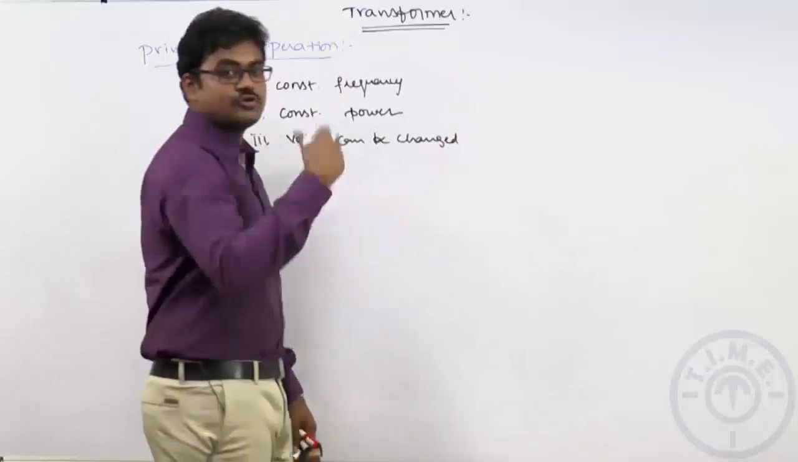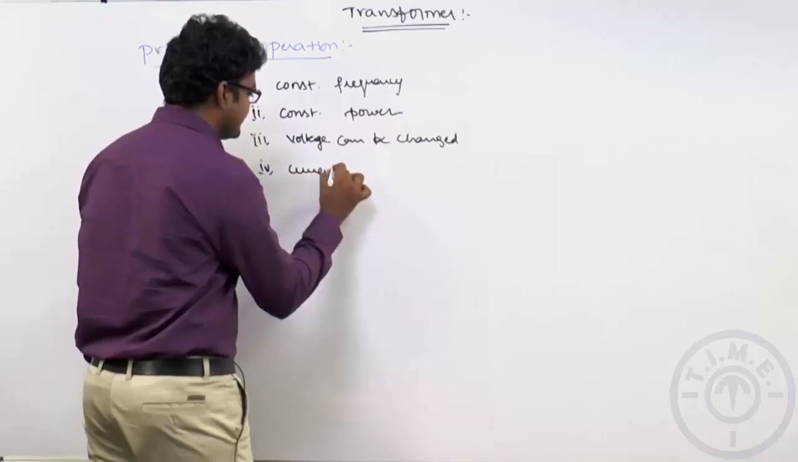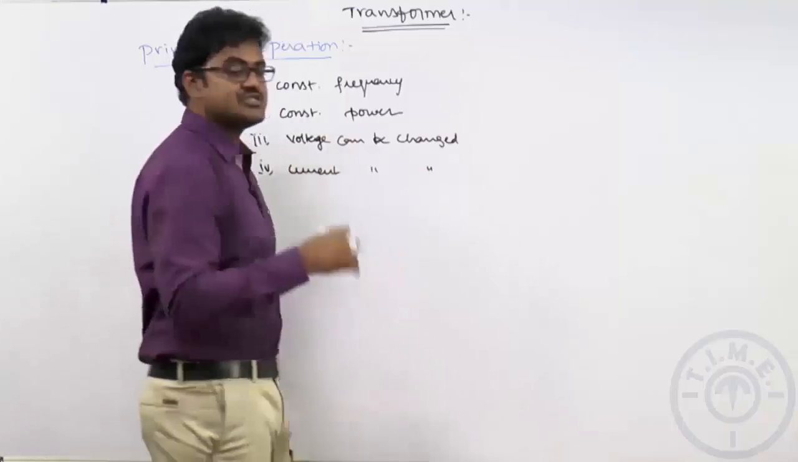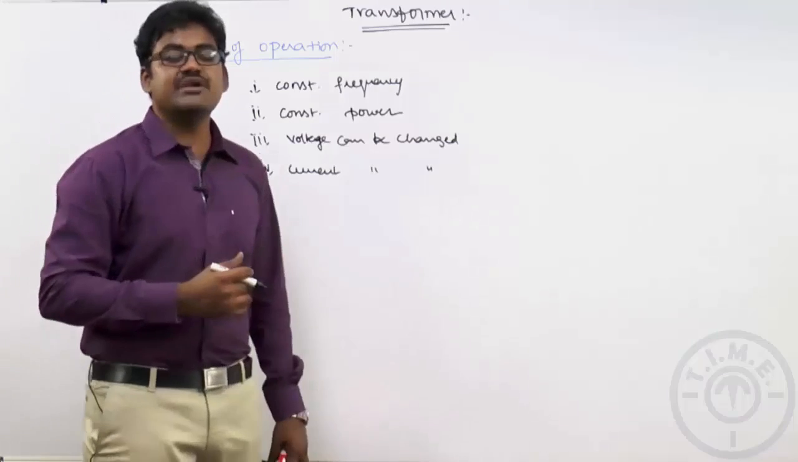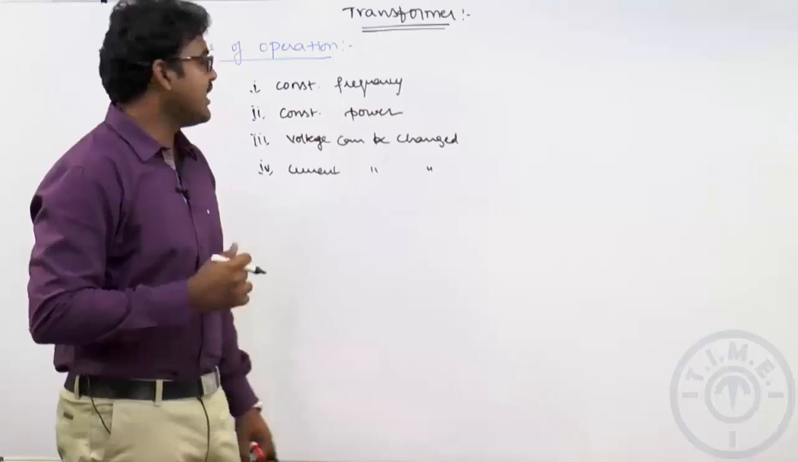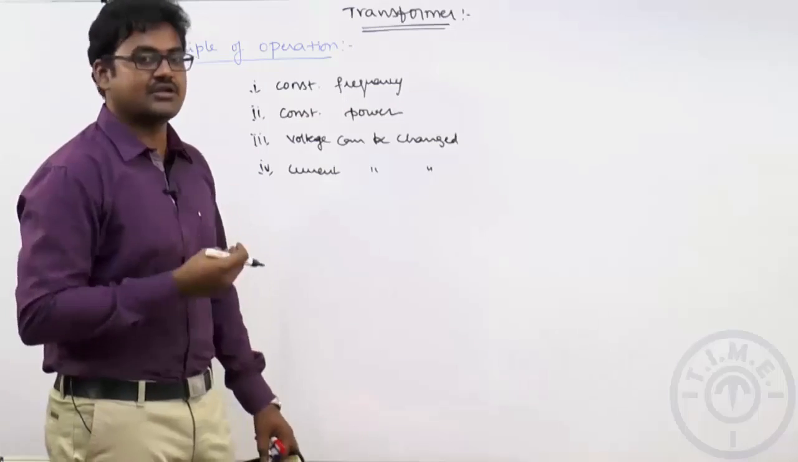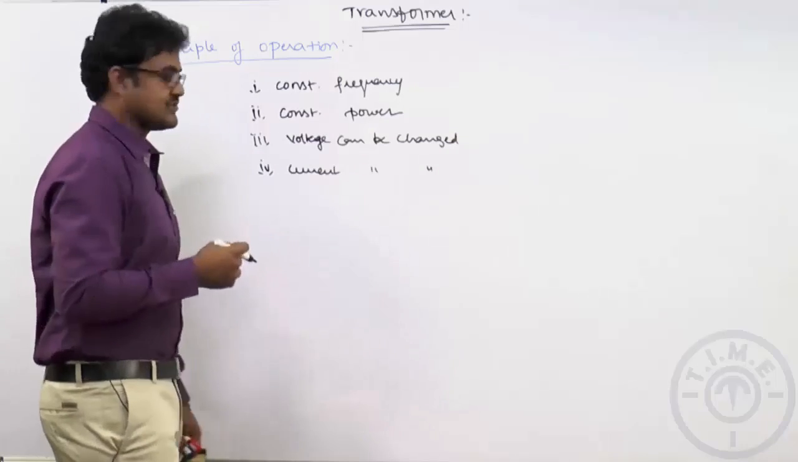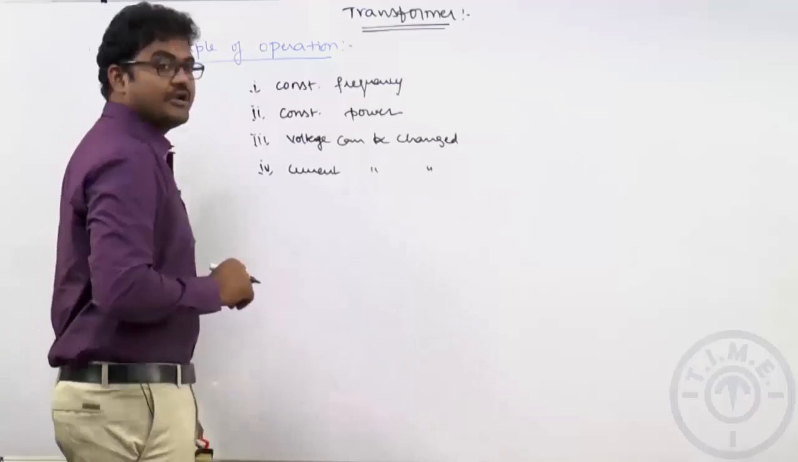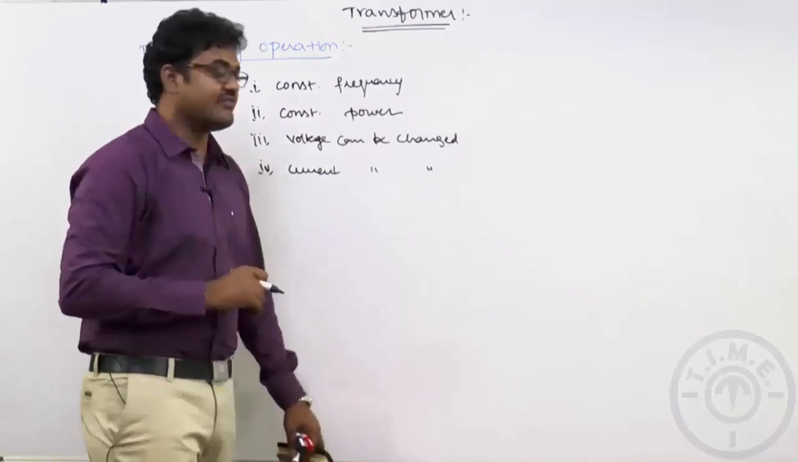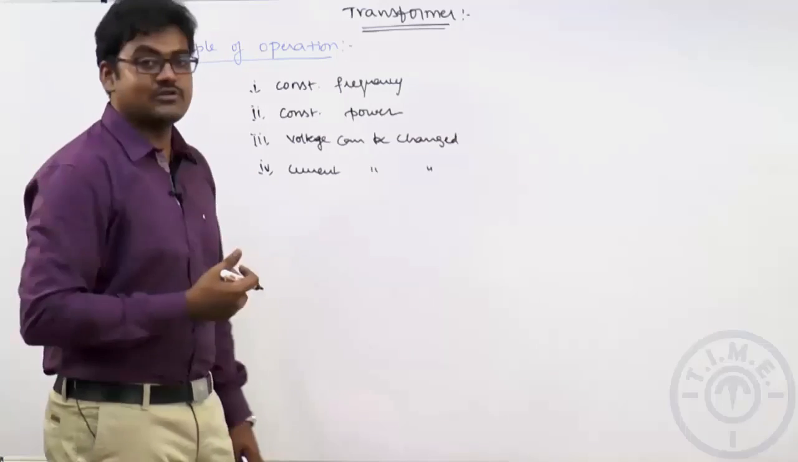Voltage can be changed from primary circuit to secondary circuit. Similarly, current can also be changed from primary circuit to secondary circuit. So these are the basic characteristics of a transformer, and we will see how it will be operated and what are the important parameters and various things that we will observe. Once you note down these, constant frequency operating device, constant power operating device, but voltage can be changed from one side to another side and current can also be changed.